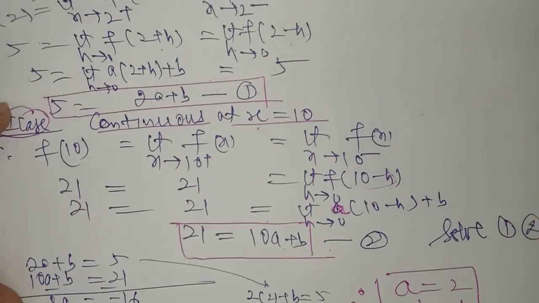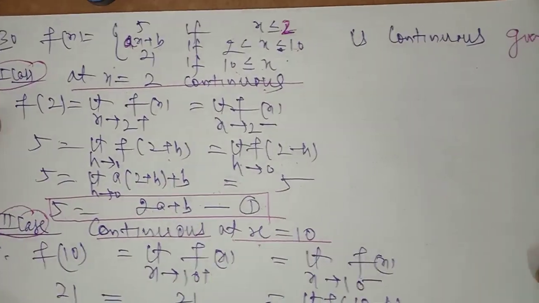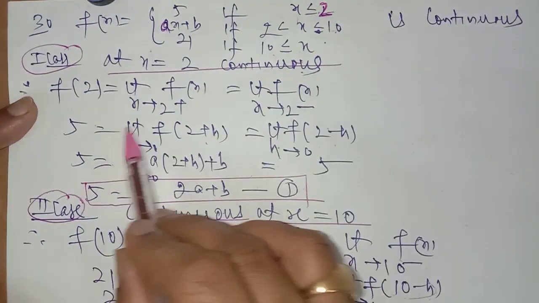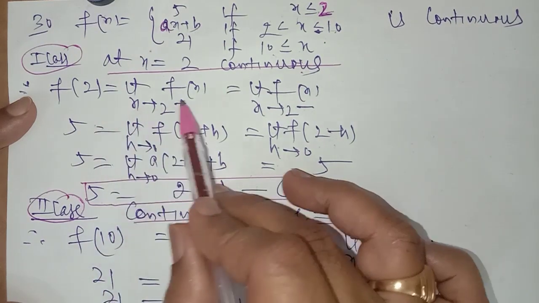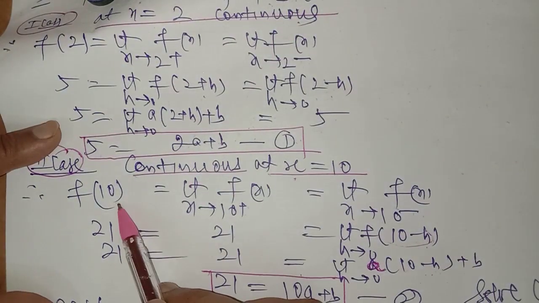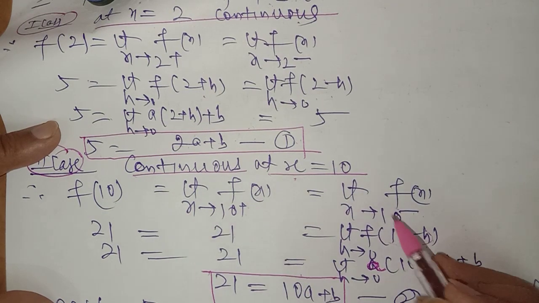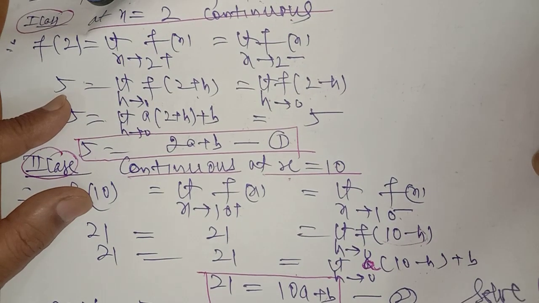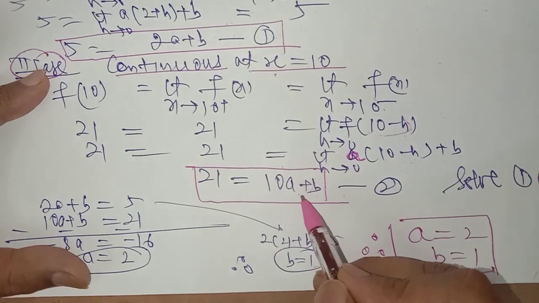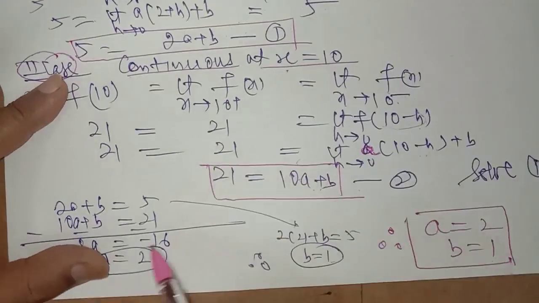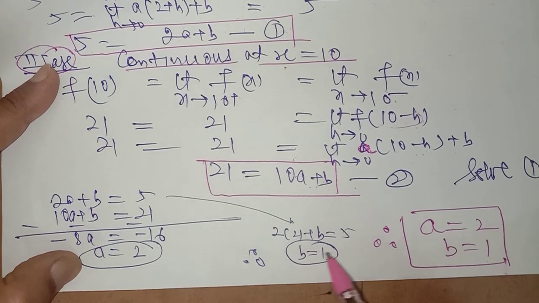It is given that it is continuous in its domain. So we can take that it is continuous at 2. We use the condition: when it is continuous at 2, the right hand limit at 2, the left hand limit at 2, and the value of the function are equal. Similarly, it is continuous at 10. We write that the value of the function at 10, the right hand limit at 10, and the left hand limit at 10 are all equal to each other. By putting them equal we get the second equation. The first equation is this. You solve them simultaneously to obtain the values of a and b.